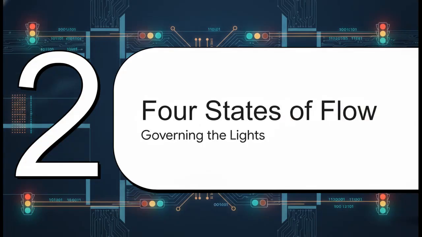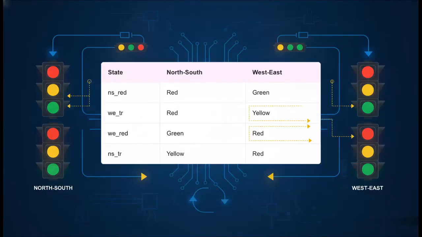That brings us to Section 2, 4 states of flow, governing the lights. The entire chaotic reality of a busy intersection is actually distilled into just 4 distinct repeating phases. First, we have the state called NS red, where the north-south signals are red, which obviously means the west-east signals must be green. Then we move into WE-TRA. That's the transition state where west-east gets the yellow light. Following that is WE-red, which flips the flow entirely, so west-east is now red and north-south gets the green. And finally, NS-TRA, the yellow transition for north-south, before the whole cycle just starts all over again. One direction flows, the other stops, perfectly synchronized.